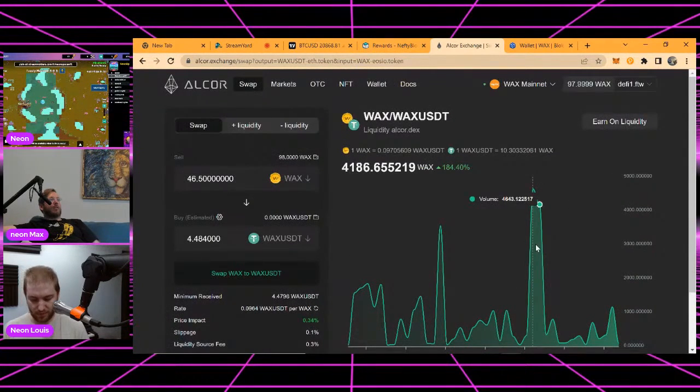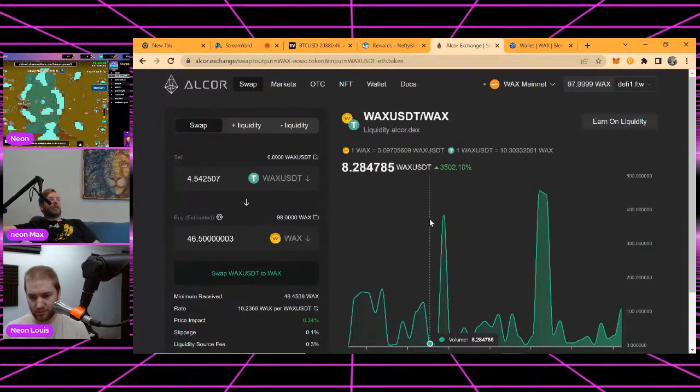Okay, quite a bit of volume here. So 4,000 Wax. Let's see. Let's turn this into dollars so you can get an easier understanding of how many dollars are moving through this pool.